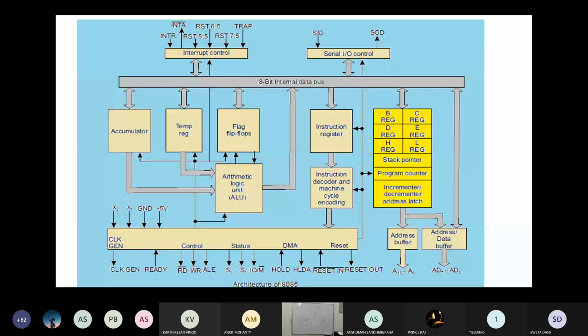Yes. Hello, darlings of second year. Yes, please respond. Okay. S0, S1, select lines. Excellent. Between what they have to select, it should be selecting between IO and memory. That's all. Nothing much. Is that clear?